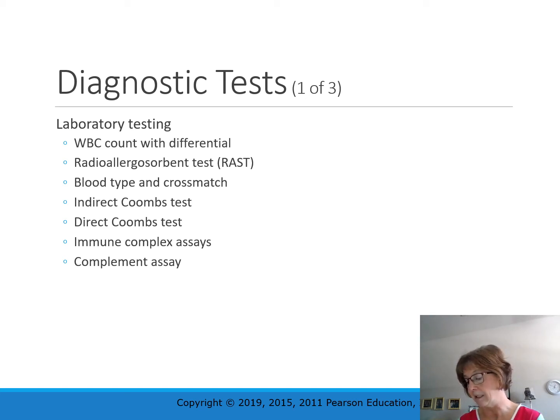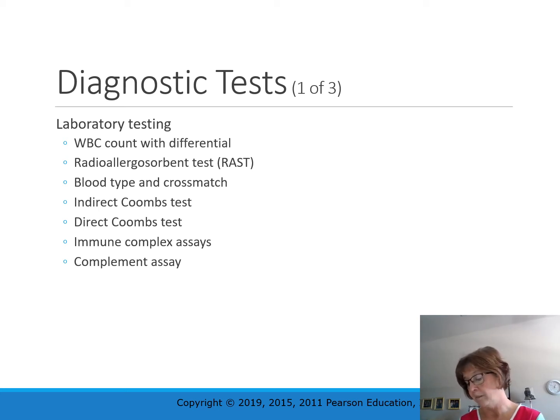The indirect Coombs test, this is on page 518, detects the presence of circulating antibodies other than the ABO against our red blood cells. The patient's serum is mixed with the donor's red blood cells. If the patient's serum contains antibodies to the antigen, agglutination or clumping together will occur. This is a positive response. The normal value is negative, so we don't want it to clump together. This test is also part of the type and cross-match.